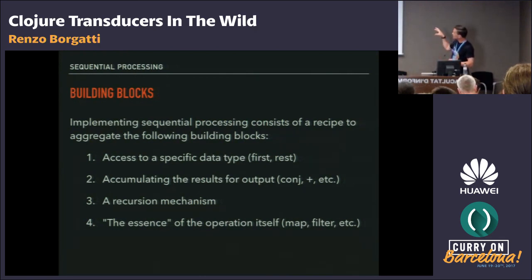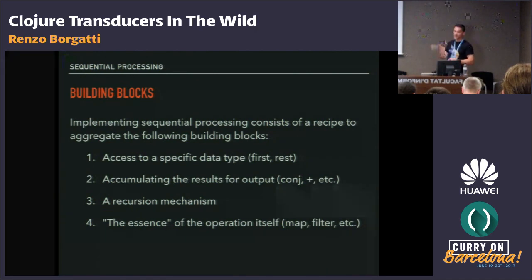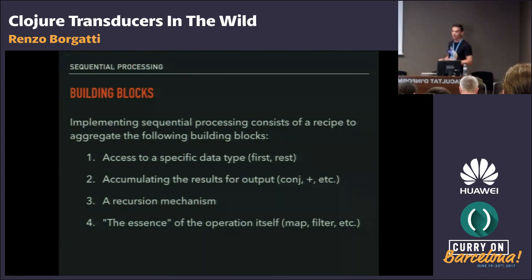So we're going to see access to a specific data type, and in Clojure it's first or rest on a list, for example. We see the accumulation of the results, for example, with operations like cons, conj, or plus if it's a reduce. A recursion mechanism, because these functions are recurring in one way or another. They can do it implicitly with the stack, or explicitly in an iterative way. And the essence of the operation itself. If you're mapping, we want to increment each number in a collection. inc is the essence of what we are doing.